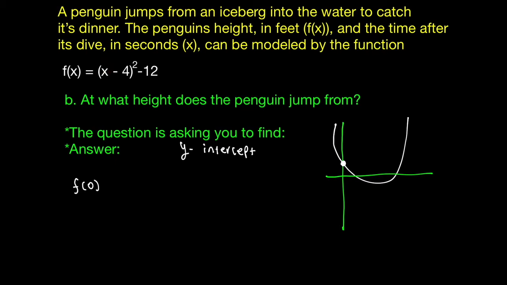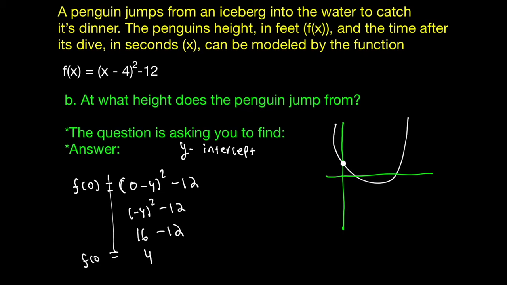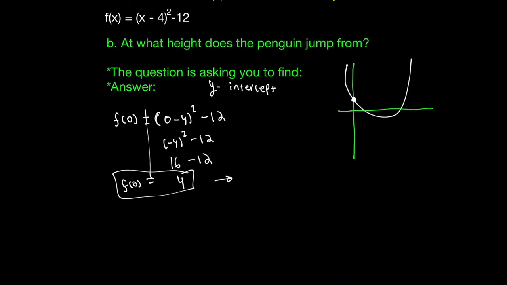So everywhere we see an x, we're going to replace it with a 0. So we get f of 0 equals quantity 0 minus 4 squared minus 12. Now we have to evaluate this expression on the right, beginning with the parentheses. So 0 minus 4, that's negative 4, quantity squared, minus 12. Now we're going to evaluate the exponent. Negative 4 to the second power is negative 4 times negative 4, giving us a positive 16. And if we subtract 12, we're going to get 4. So the y-intercept is the coordinate 0, 4.